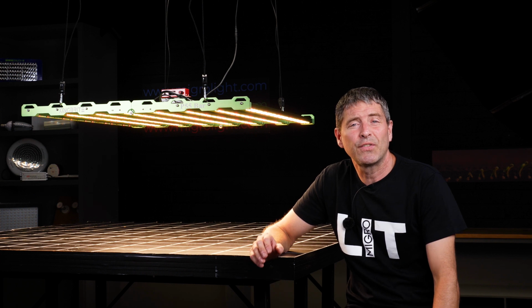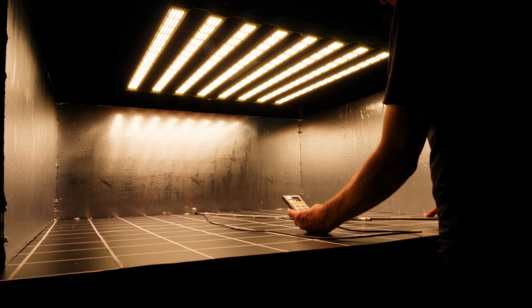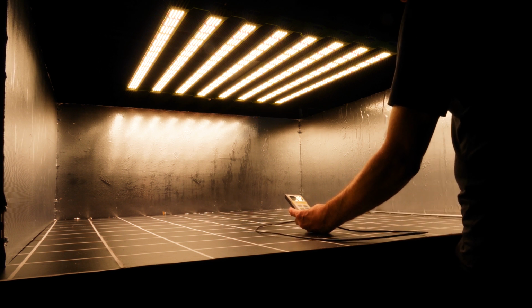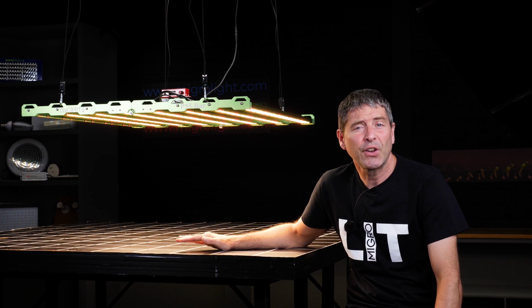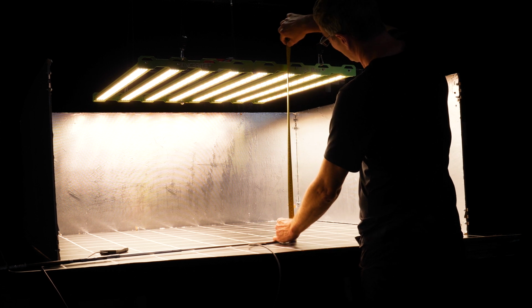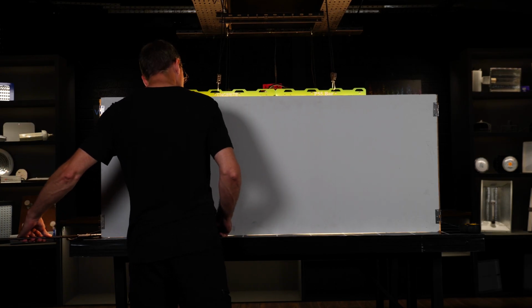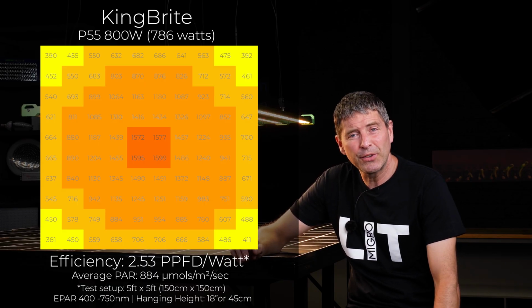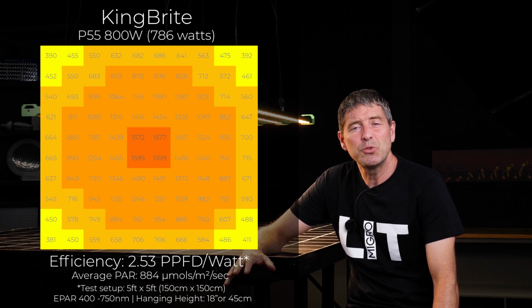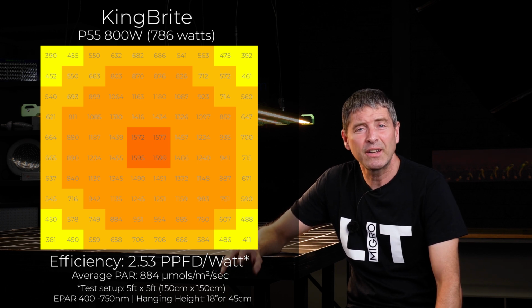So at 800 watts, this fixture is perfectly suited for a 5 foot by 5 foot or 1.5 by 1.5 meter grow area. So I put it into the test area with silver mylar walls and hung it at first 45 centimeters or 18 inches over the test area, taking 100 power measurements in a 10 by 10 grid with the Apogee ePAR sensor. The average power at that hanging height is 884 micromoles, resulting in a system efficiency of 2.53 micromoles per watt, albeit there is quite high power intensity in the center.